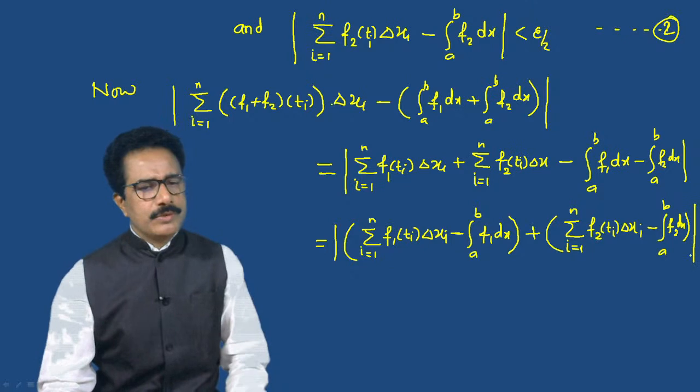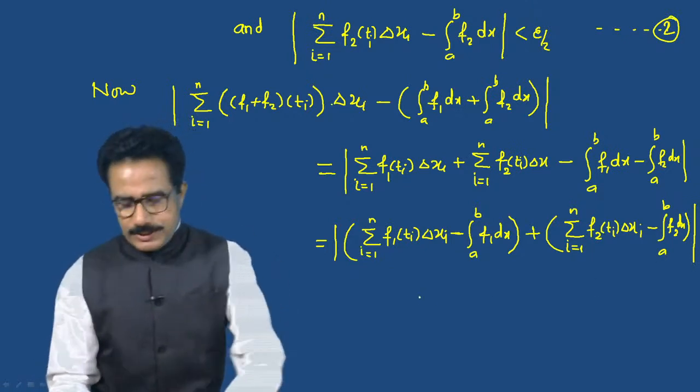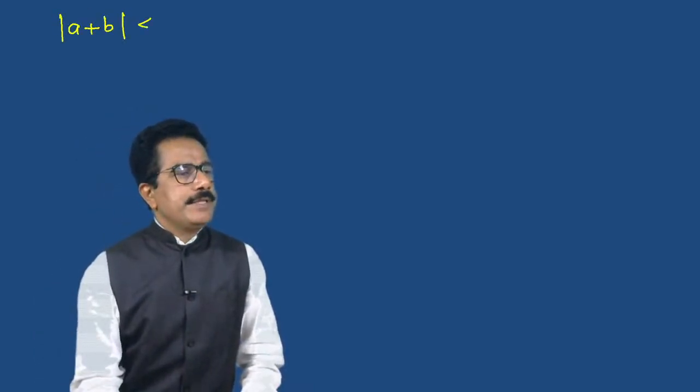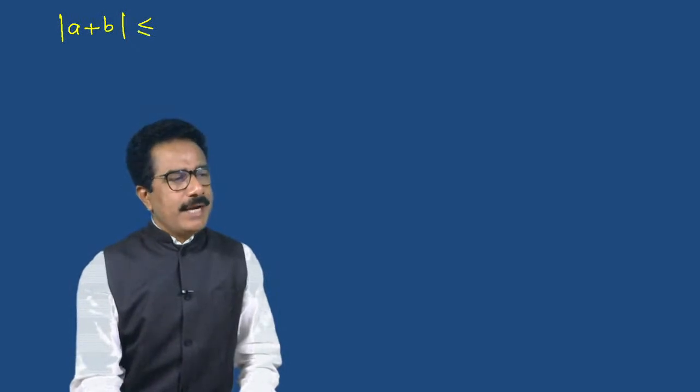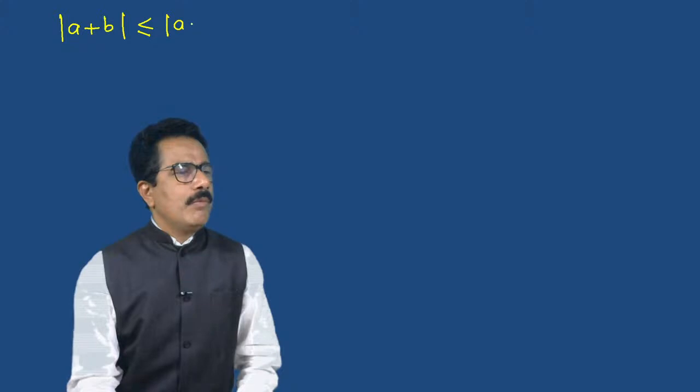This is mod close. Now we have to use a property. What is that property here? Mod of a plus b is always less than or equal to mod a plus mod b.